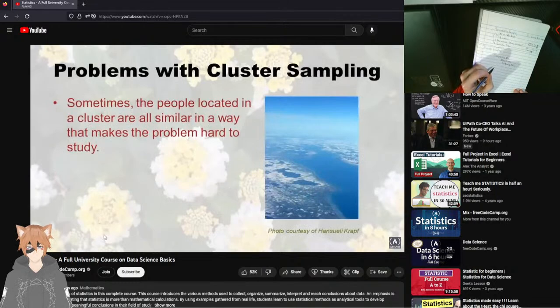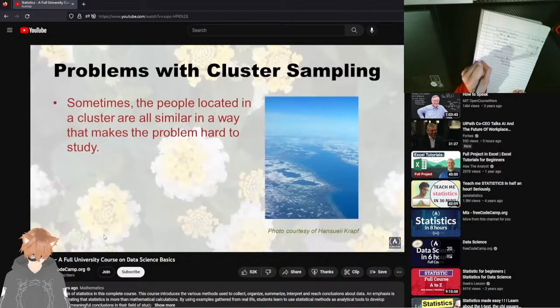As you can imagine, not only is this practically difficult, but there's reasons why people live together, right? People live in communities. People don't just randomly scatter themselves. Cultural communities grow. Communities grow around art. Affluent communities have different people in them than communities that have less money. So sometimes the people located in a cluster are all somewhere in a way that makes the problem hard to study. This is especially true if you're studying some geographic thing, like maybe a factory or a sewage plant, that you think might be causing cancer.